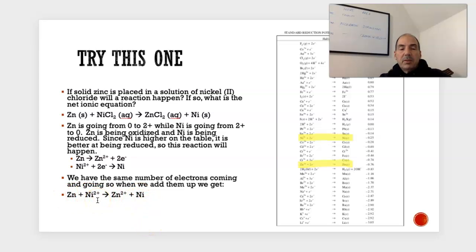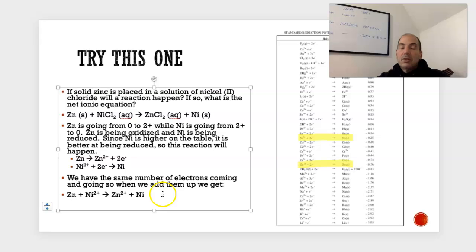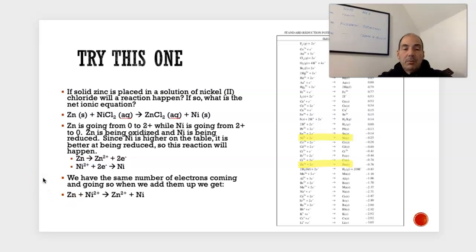And please, please, please be careful. Again, people always will cancel out and say, well, zinc cancels out with zinc, nickel cancels out with nickel. No. Only spectator ions can cancel out. This is not an ion. This is not an ion. There's no way they can cancel out. Okay? So only spectator ions cancel out when we're doing these.